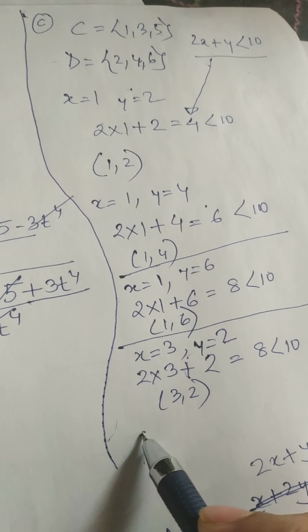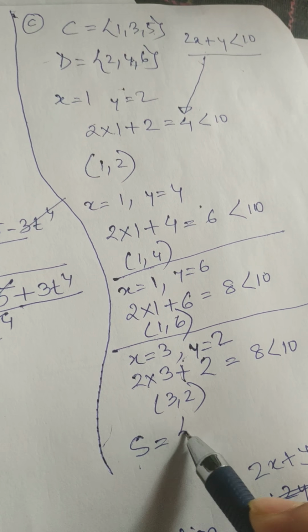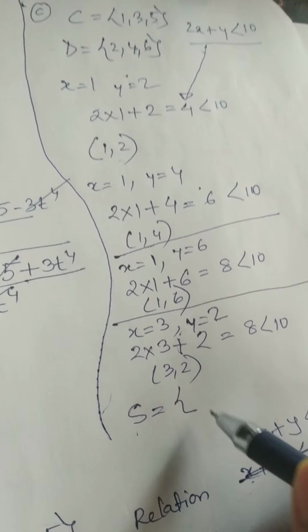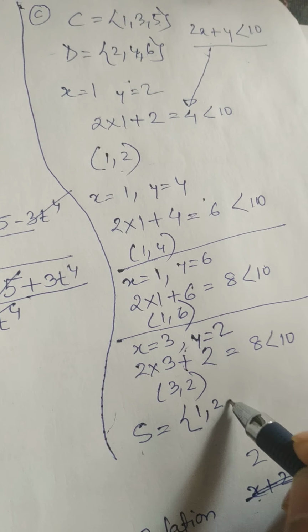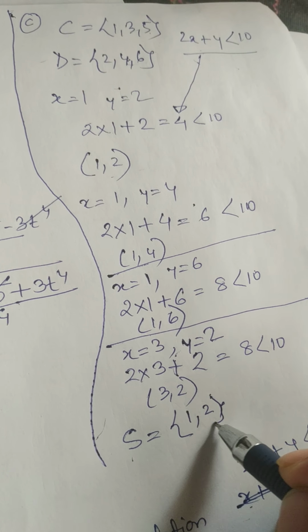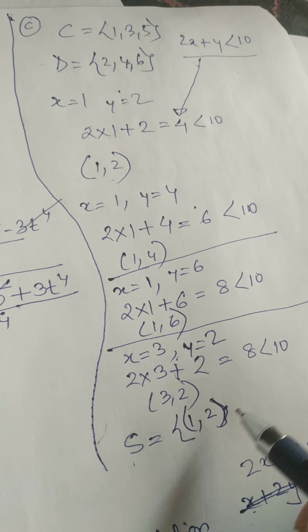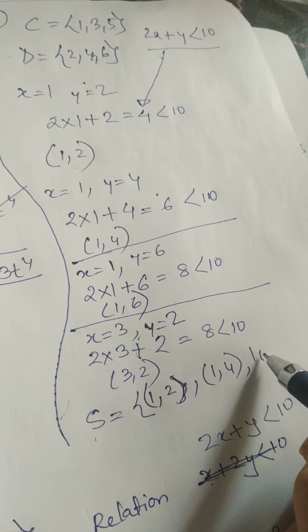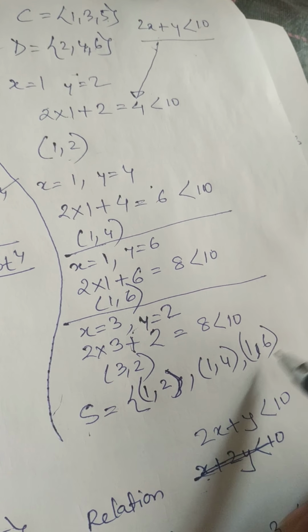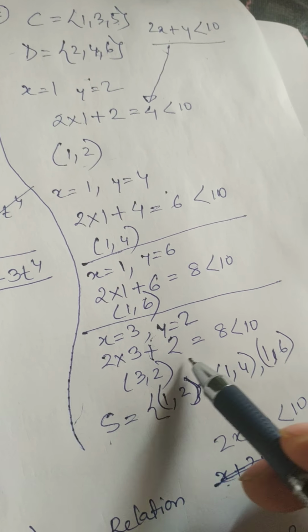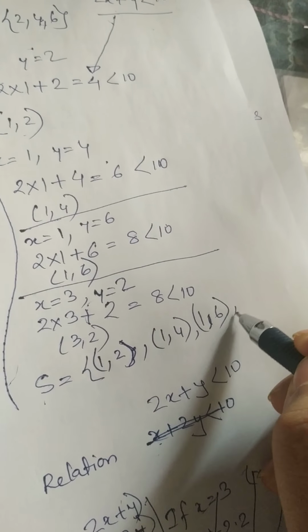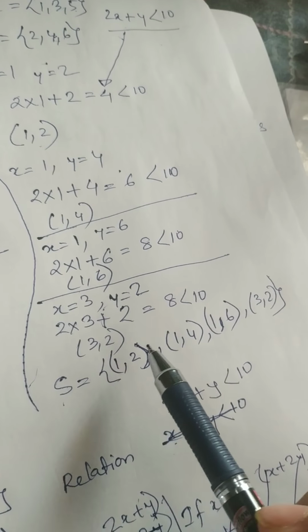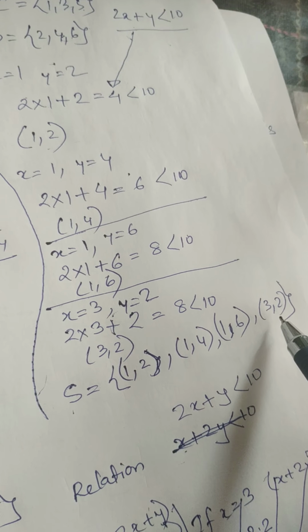So what is the required relation? S equals 1, 2; 1, 4; 1, 6; and finally 3, 2. So this is our required relation.